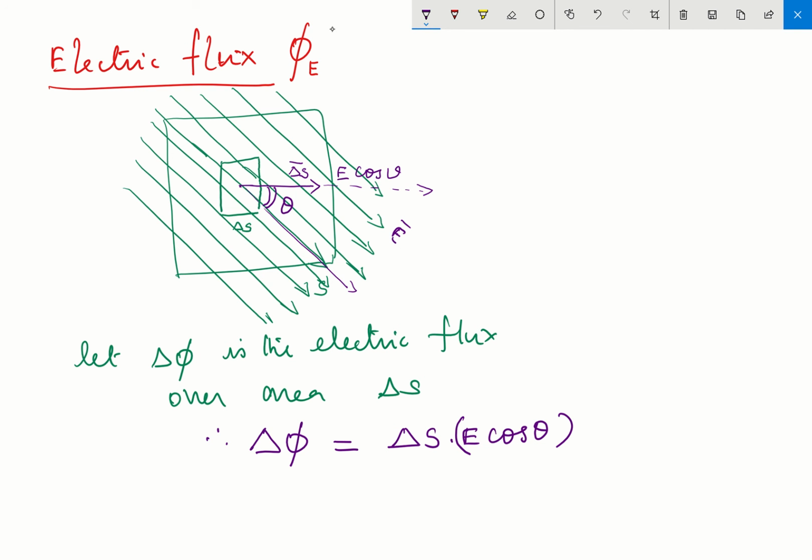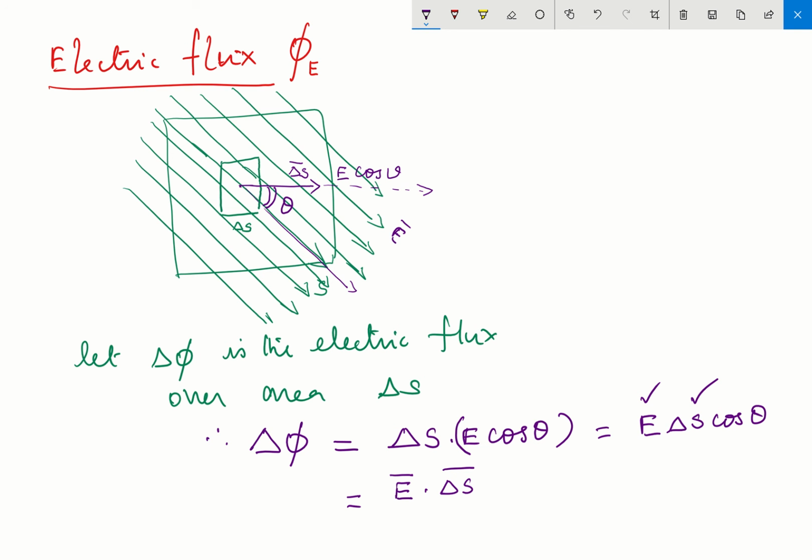Therefore, you can write this as E delta S cos theta. Now, how to represent this? But E is a vector and delta S is also a vector. Therefore, I can write this as E dot delta S. Are you following? Is it clear? E dot delta S. Therefore, this is the electric flux linked with a very small surface delta S.